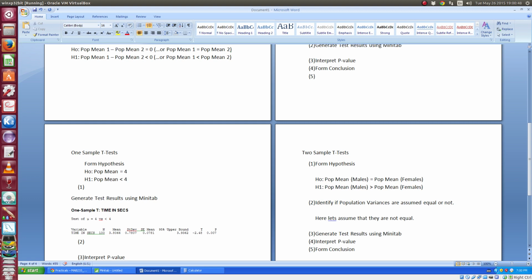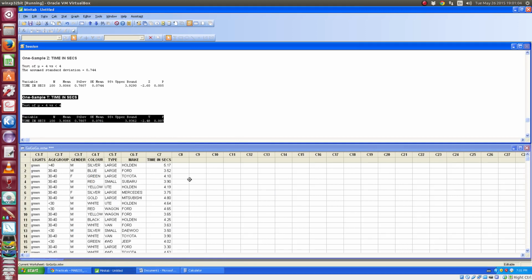So in that case, we're going to be doing a paired, or there are two different terms. I think when we assume they're equal, you call it a paired t-test, and if they're not assumed to be equal, anyway, I can't remember. It doesn't really matter. It's just one of the options in Minitab. Very easy to do. So again, we're measuring if males drive faster than females on average.